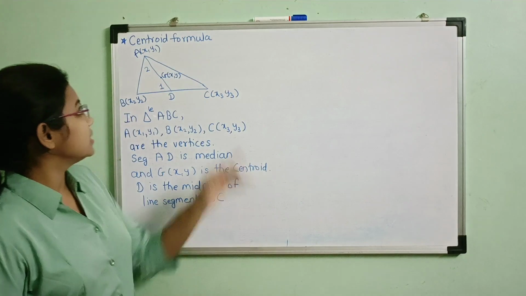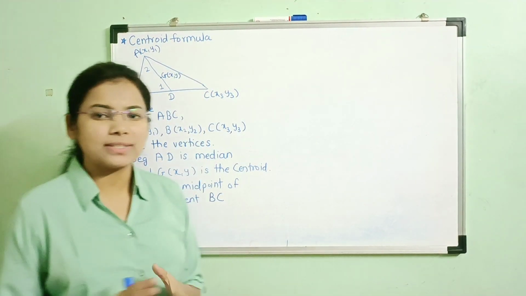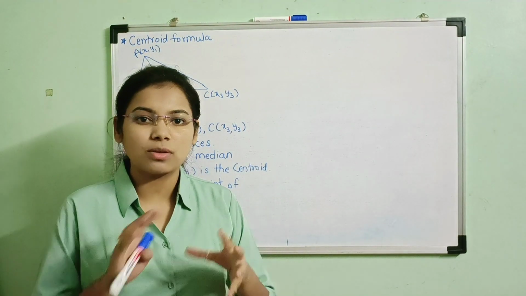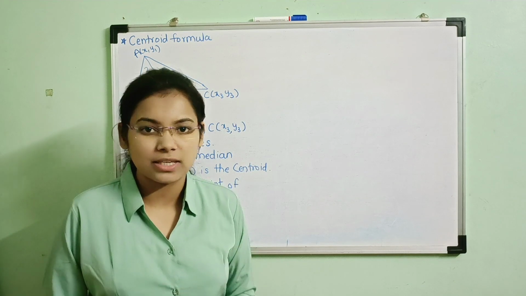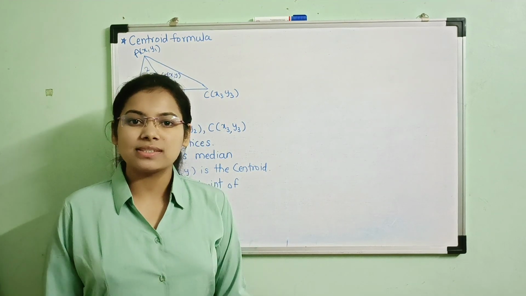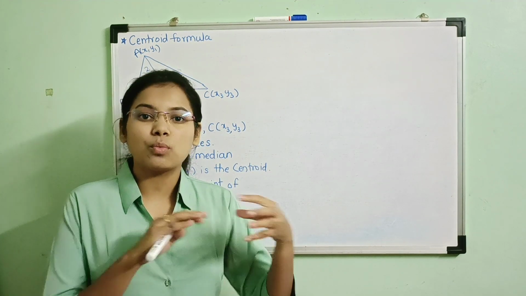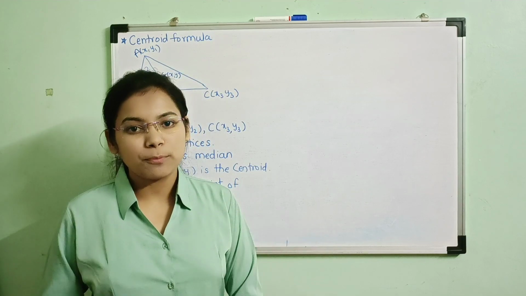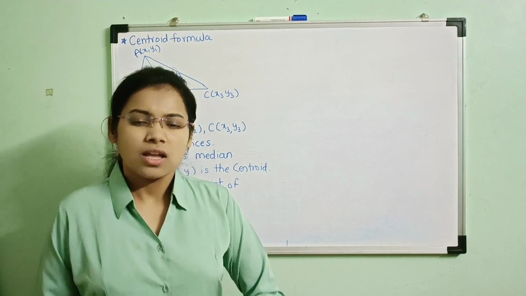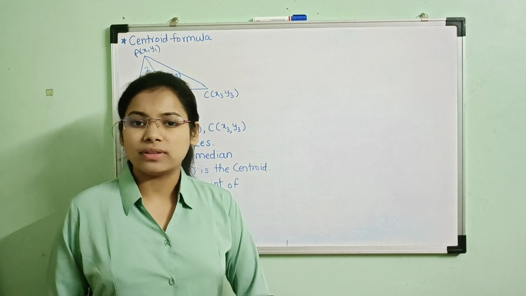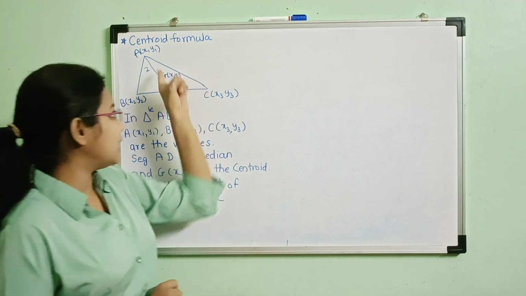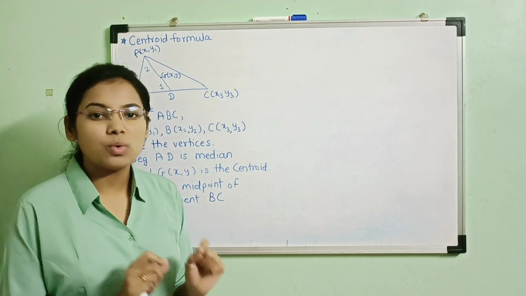Now we are going to derive the centroid formula. So what is the centroid of a triangle? It is the point of concurrence of the medians of a triangle, right? And what is the median? It just connects the vertex of a triangle to the midpoint of the opposite side of the triangle. And all of you are aware that the centroid divides the median in the ratio 2:1.